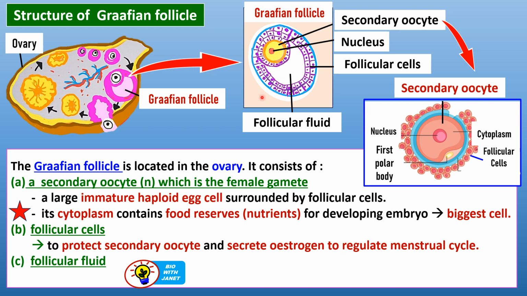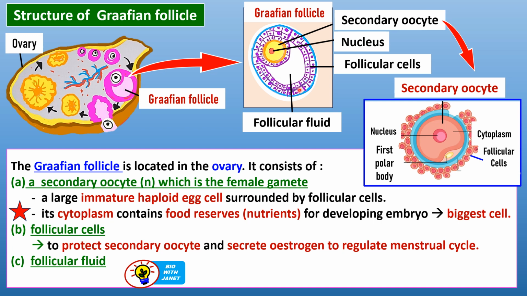Now, why is the secondary oocyte so big? Or why is the ovum the largest cell in the body? If you ask that question, then you can answer like this. The secondary oocyte or ovum contains a lot of cytoplasm which has food reserves or nutrients for the developing zygote and embryo, before the embryo reaches the uterus to be implanted and to get food from the mother.